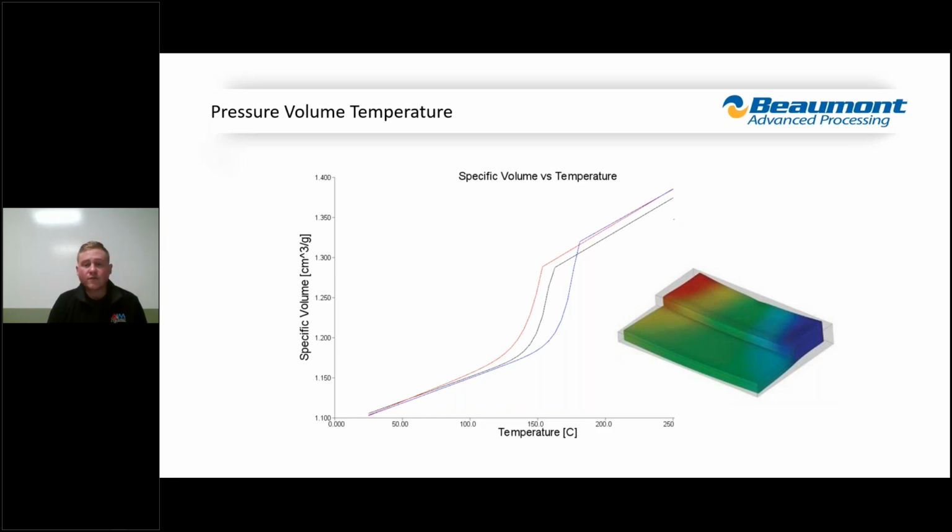So differences in shrinkage in different areas of your part ultimately is going to equal warpage. So differential shrinkage equals warpage. So this is why the PVT relationship can be so important.